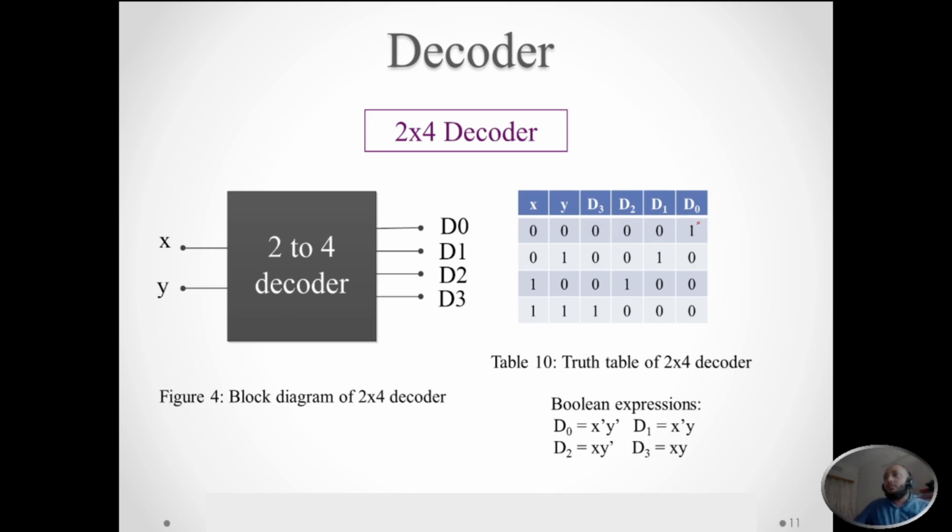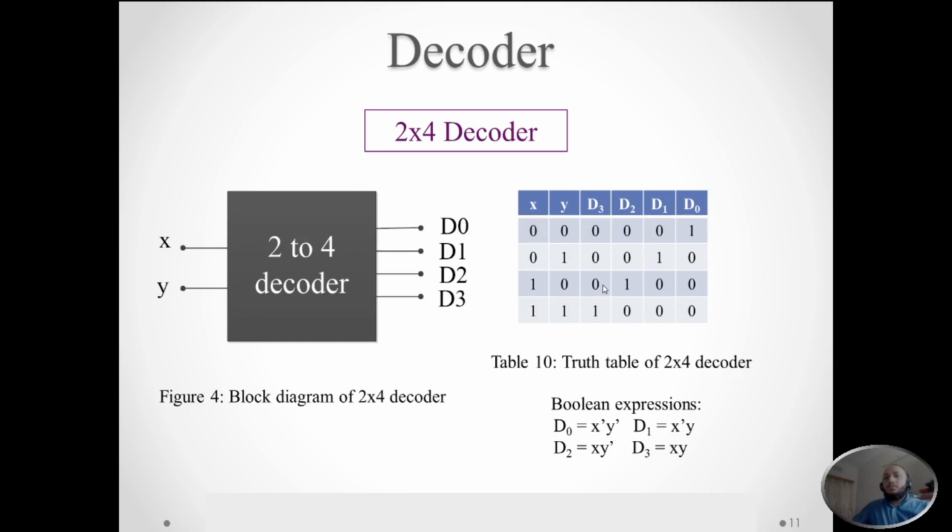For D0 we have got 1 here, and for all the other cases D0 is 0. So we can easily write the Boolean expression for D0, which is x prime y prime, because we are writing the SOP form, and for SOP form we know if the input is 0 we need to write the input's name with a prime. That's why we write x prime y prime. For D1 we can write x prime y. For D2 we can write x y prime. For D3 we can write xy.